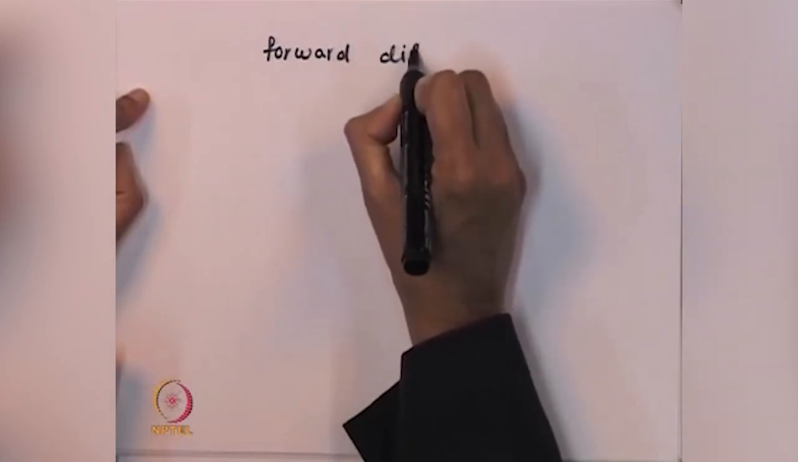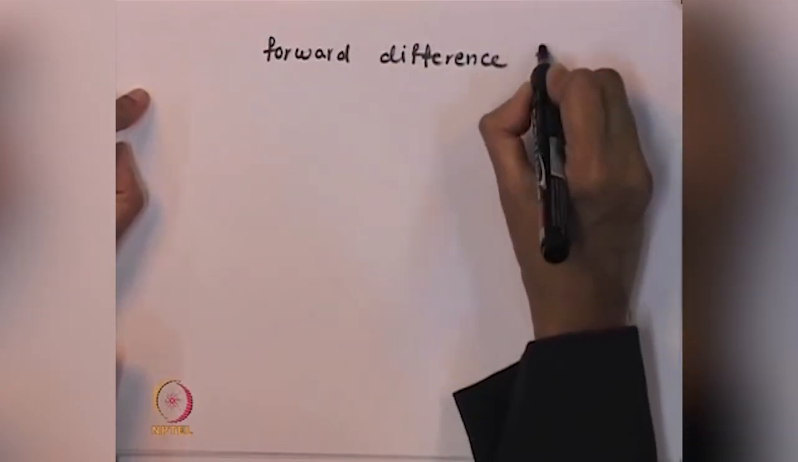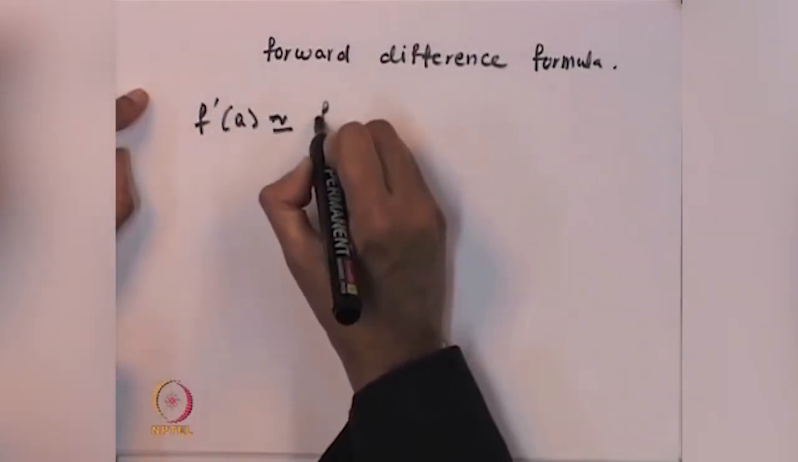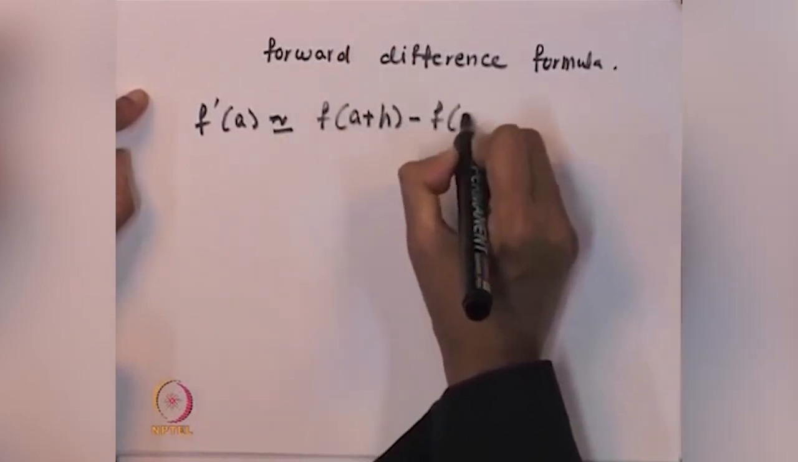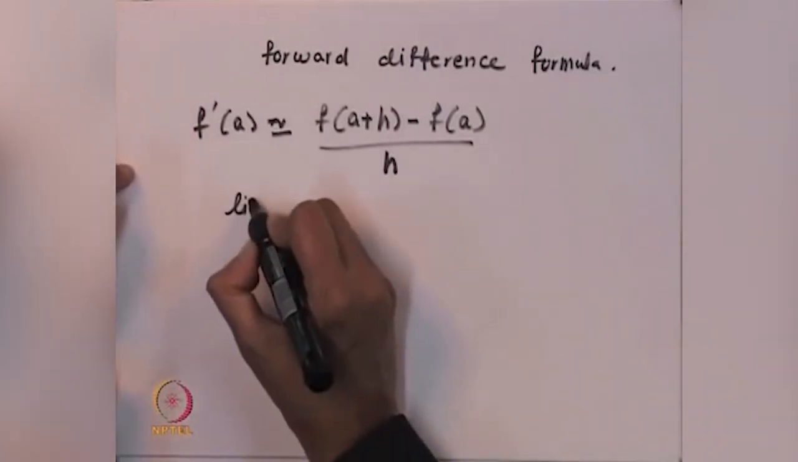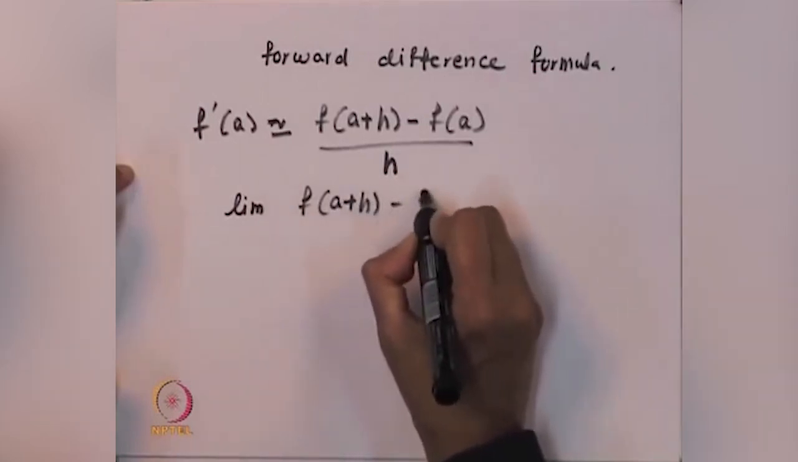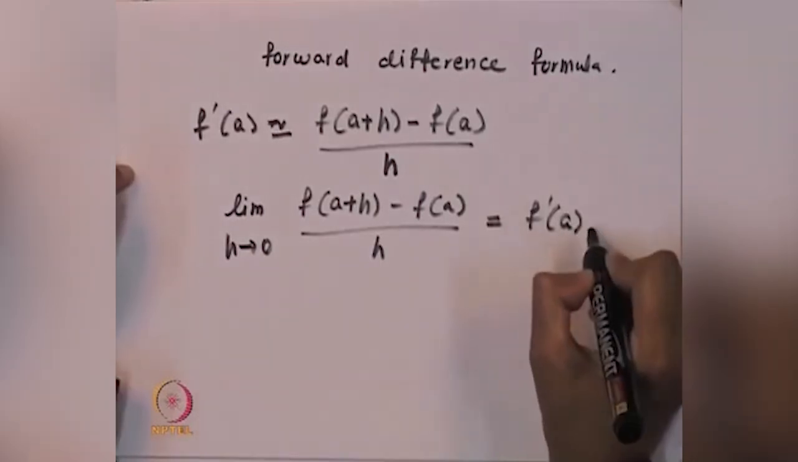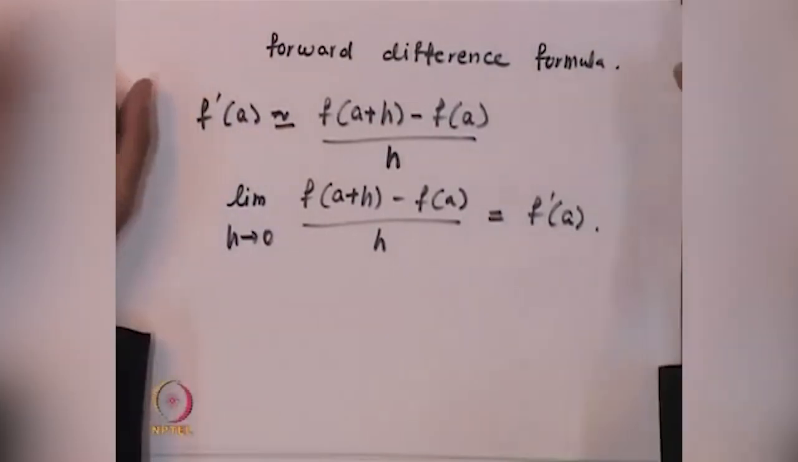Now, when one looks at these formulae which we obtained, they are something expected. Look at the forward difference formula. We had f dash a approximately equal to f of a plus h minus f a divided by h. Now, it is expected that from the definition, the limit of f of a plus h minus f a divided by h as h tends to 0 is equal to f dash a. So maybe I do not have to do all these interpolating polynomials and then obtain this formula. This formula is available from the definition.